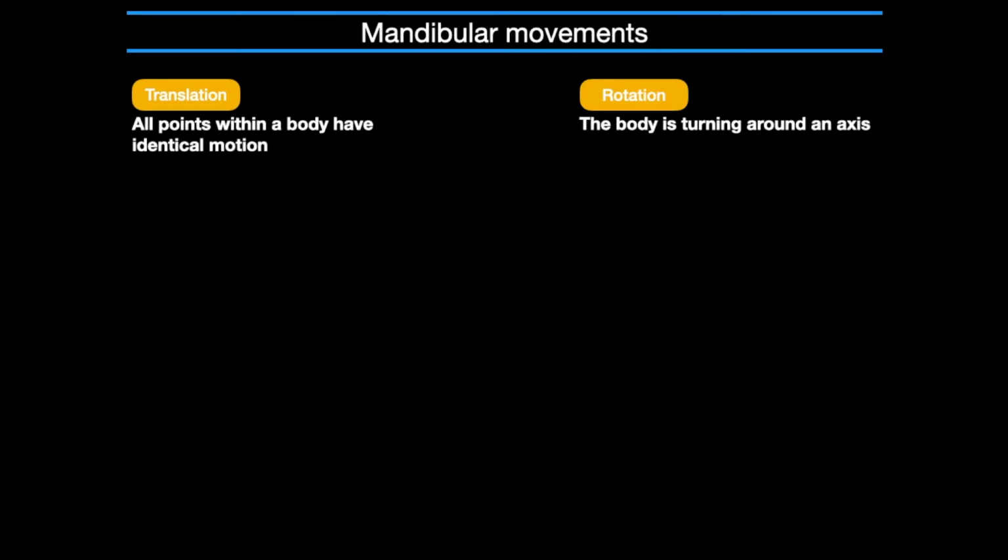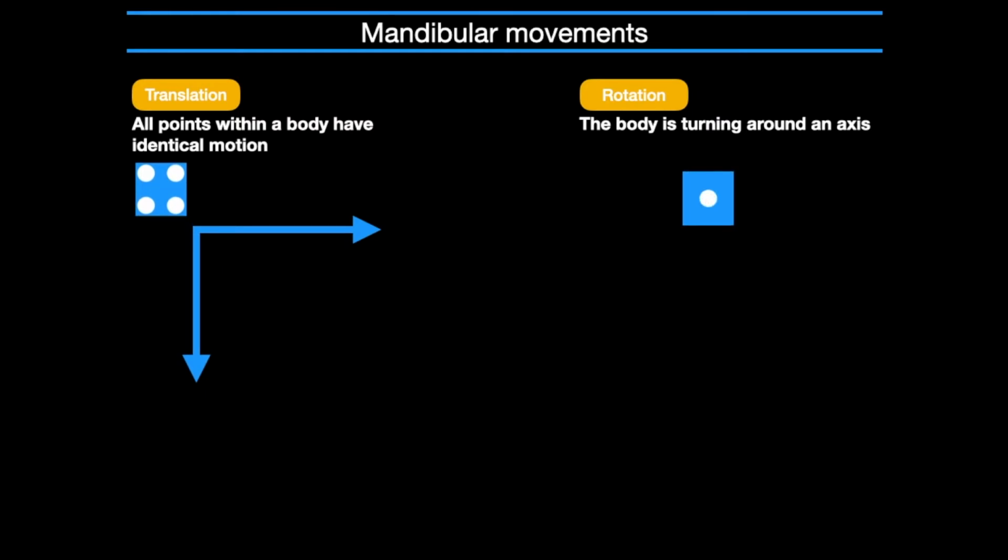We have a translatory motion when all points within a body, represented by the white circles in the blue square, have identical motion. For example, if a body moves back and forth or up and down. We have a rotary motion when a body, represented by the blue square, is turning around an axis, represented by the white dot.